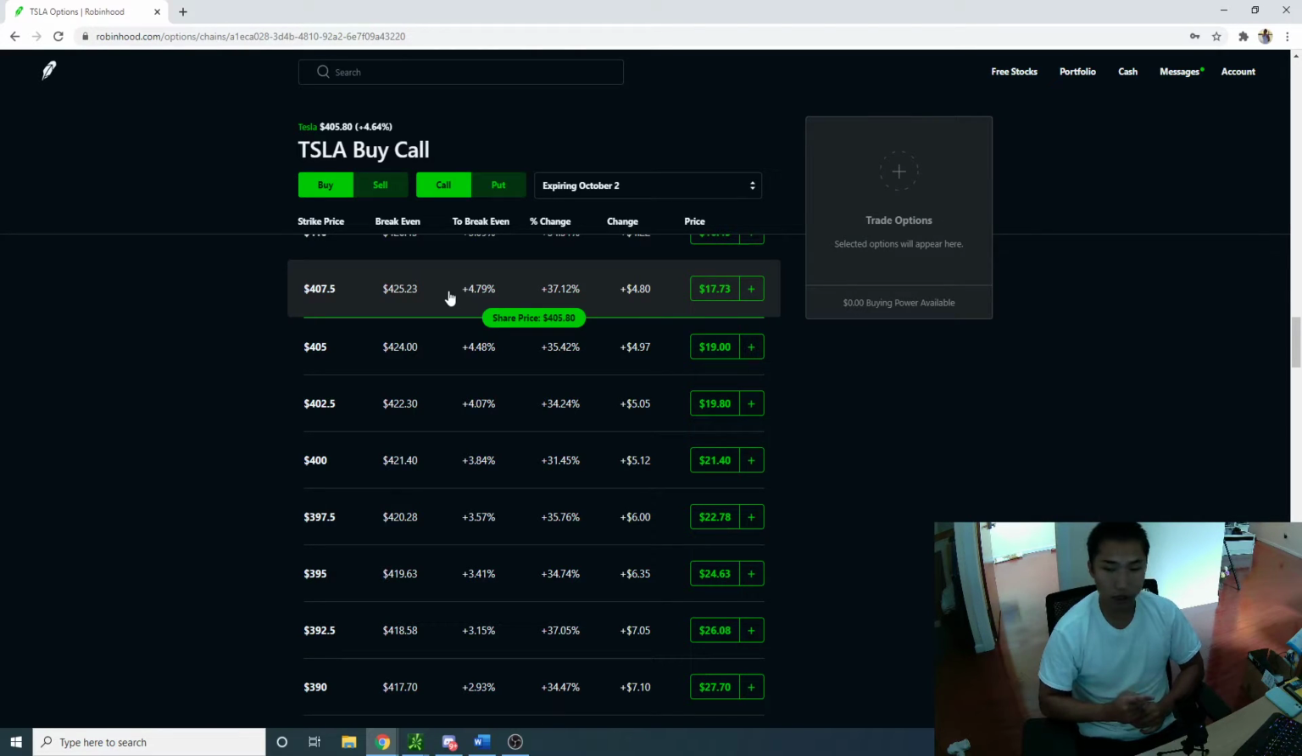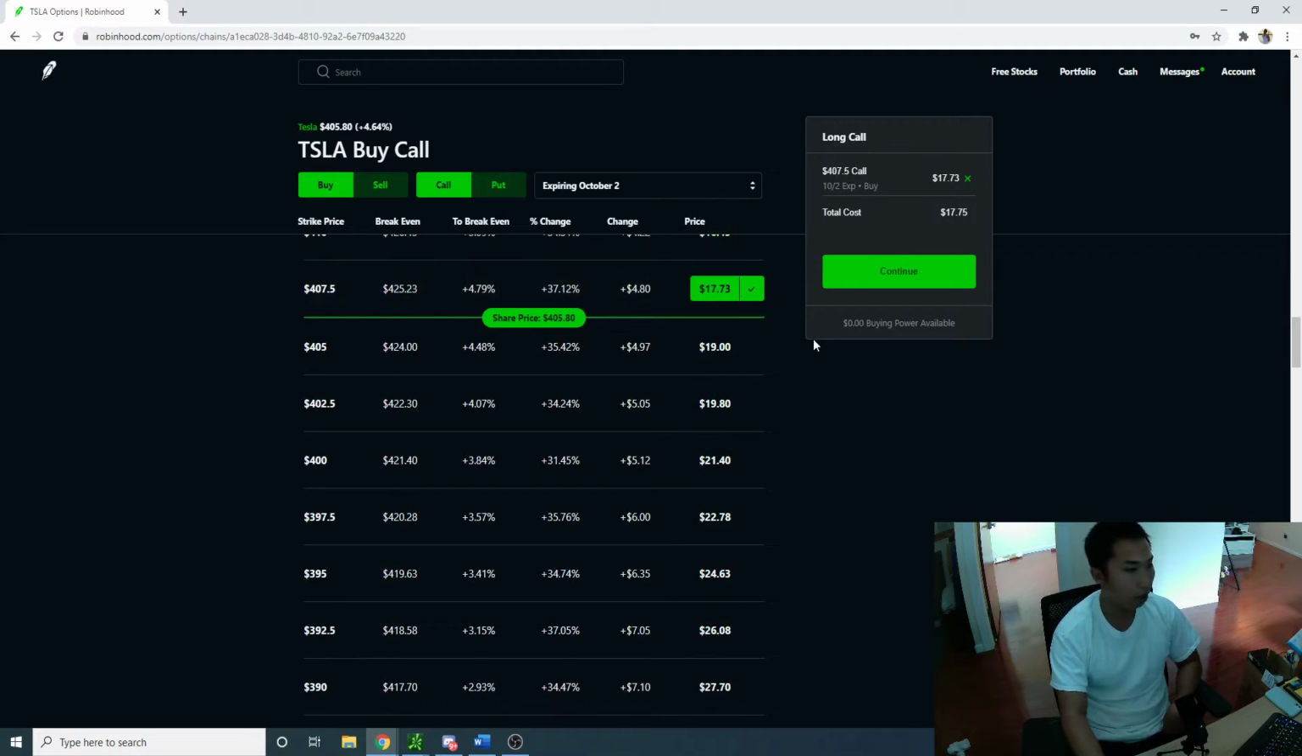So how to put this in? You just go here, press plus, and that will be added to basically your shopping cart. The price is 17.73. If you've never traded options before, everything is times 100.